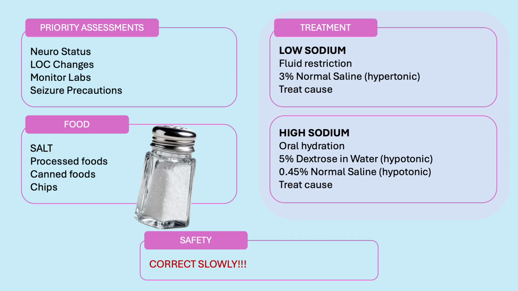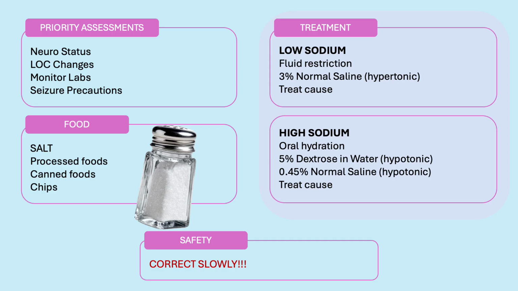So with low sodium, we actually need to restrict fluid. There's already too much fluid in the patient. That's what's kind of taking over the space instead of sodium. So we would need to also give hypertonic solutions. Hypertonic meaning, again, remember from our previous videos, a lot of concentration or a lot of sodium in that solution. So we would give, for example, 3% normal saline. And if we can, we also want to try to treat the underlying cause that is causing the low sodium.